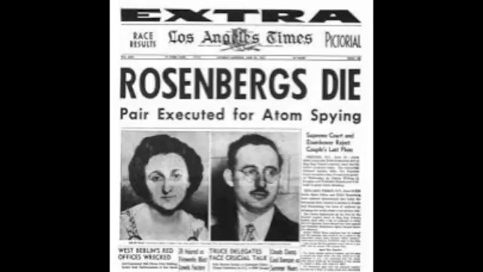In 1953, Julius and Ethel Rosenberg were American citizens executed for conspiracy to commit espionage. They were found guilty of relaying U.S. military secrets to the Soviets. The Rosenbergs were the first U.S. civilians to be sentenced to death for espionage.